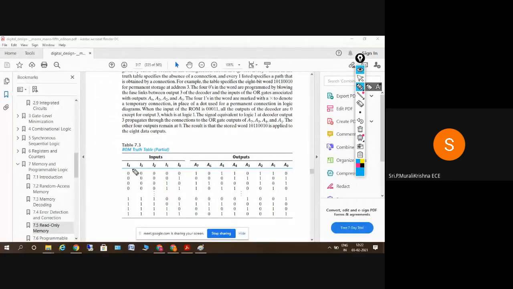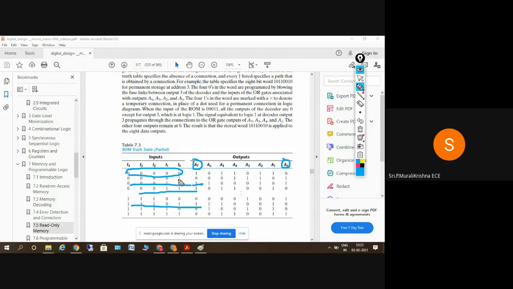From this truth table, I have to make the connections with the help of this ROM. The ROM is a partial truth table. We'll have 5 inputs and 8 outputs here. A7 is the 8th OR gate and A0 is the first OR gate. It will receive the inputs when the inputs are 0 0 0 0 0, and for this one, and for this one, and for this one.